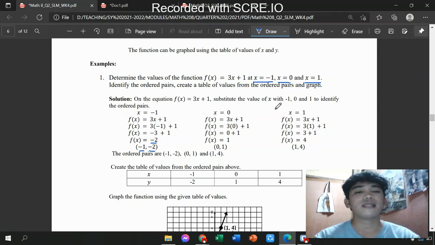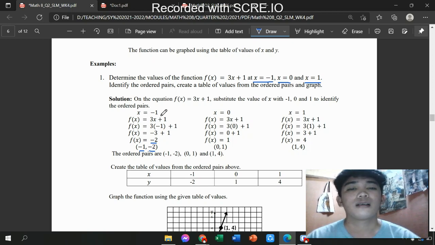Same with x equals 0. Ang x gamiton na nato 0. Same gihapon nga function. So f of x equals 3x plus 1.